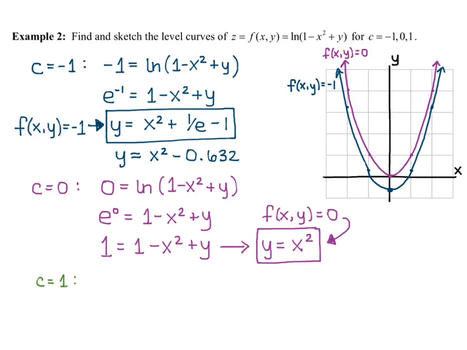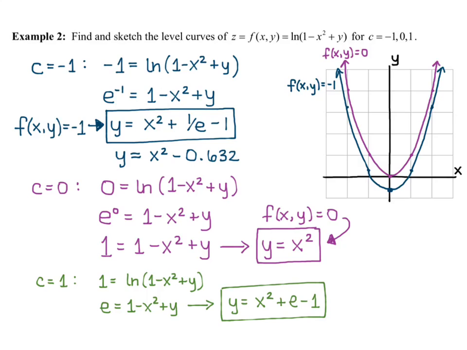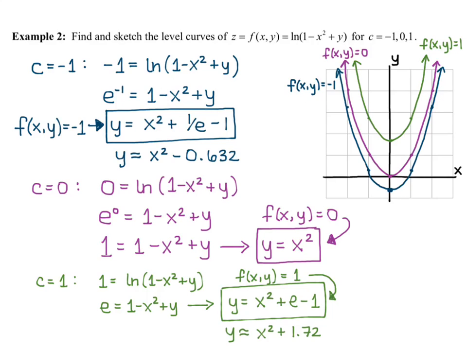Last one for this example, c equals 1. We go through the same process. E to the 1 equals 1 minus x squared plus y. Solve for y. And there's our level curve for when the constant is 1. F of x, y equals 1. And to get an approximation for graphing, add e minus 1. So x squared plus 1.72. And there is our parabola.